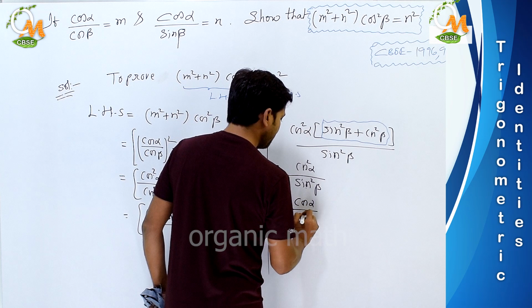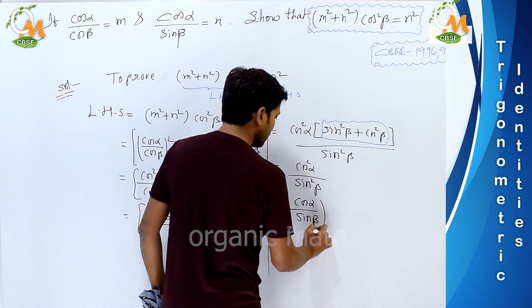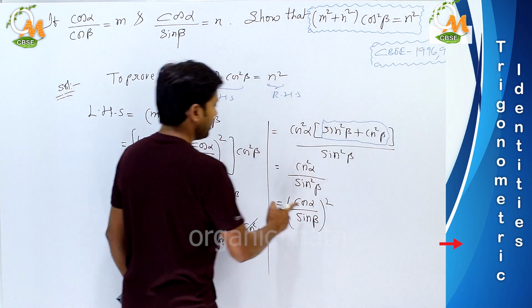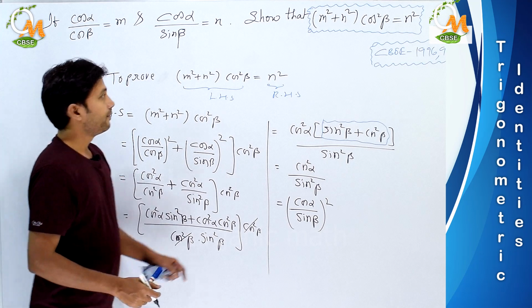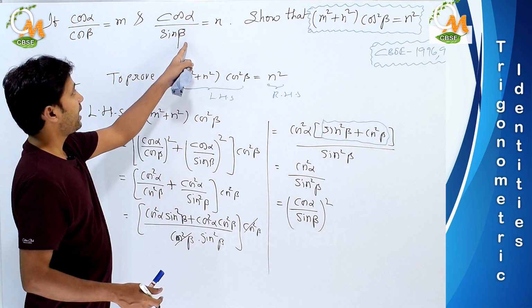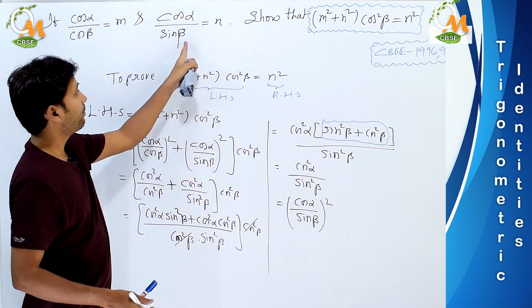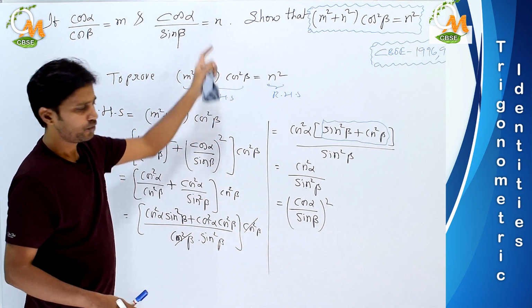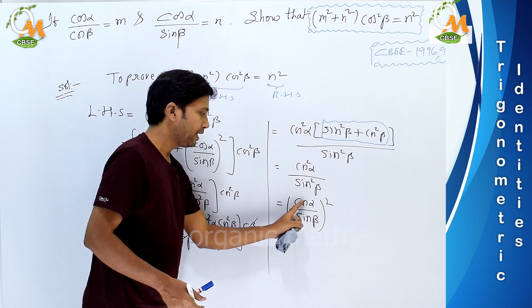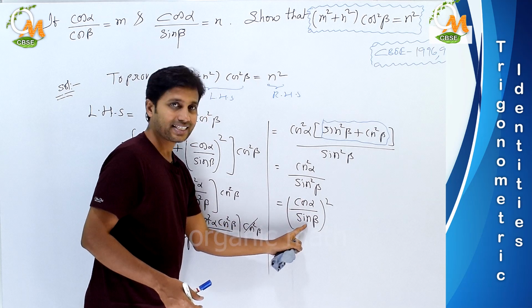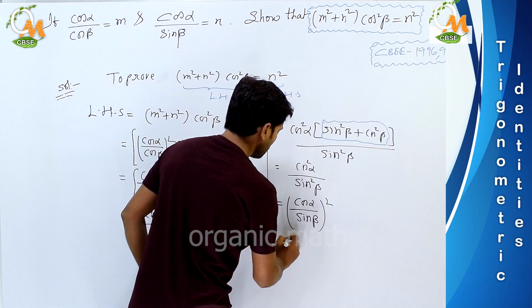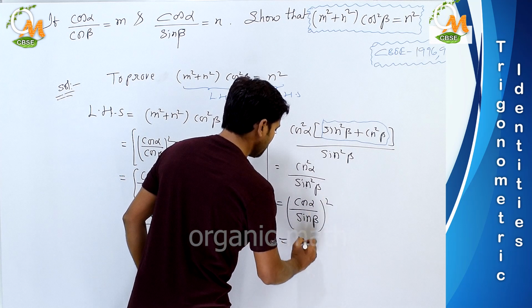So cos alpha by sin beta to this whole square. Now what did you observe? This cos alpha by sin beta was given as n, or not? So the value of cos alpha by sin beta is n. So now we can substitute cos alpha by sin beta as n. Yes. So this would be n square.